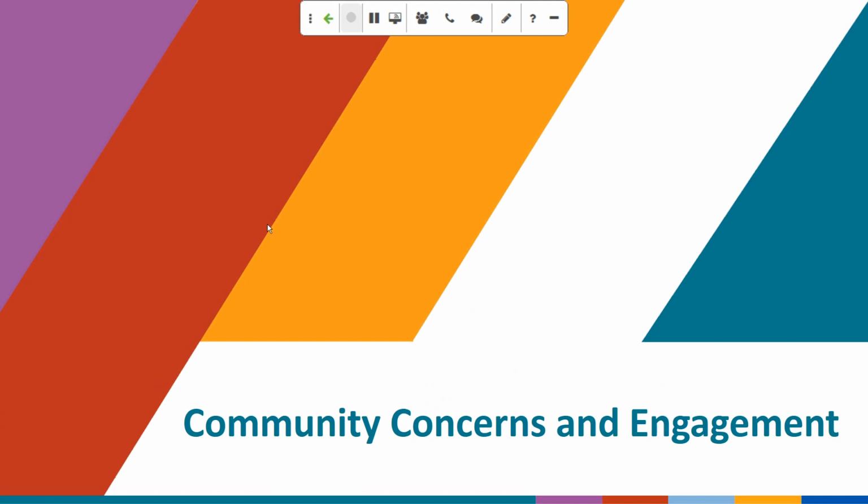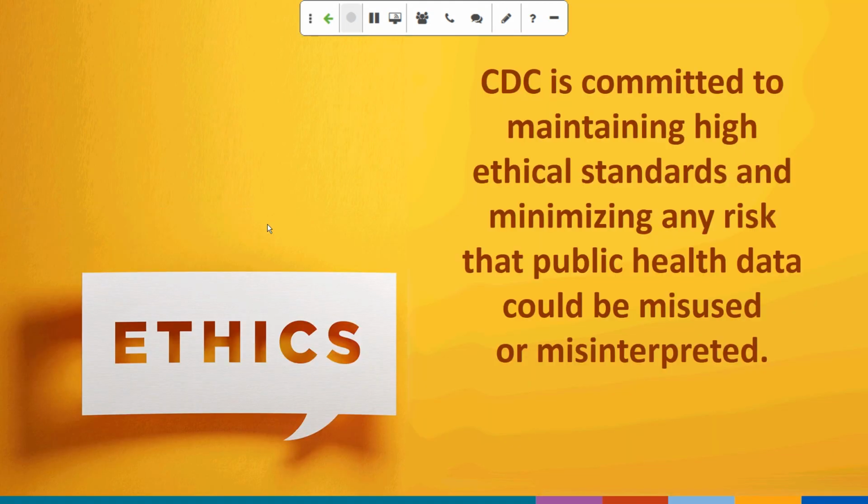So now we'll talk a little bit about community concerns that have been raised and community engagement. I want to start by saying that CDC is committed to maintaining high ethical standards and minimizing any risk that public health data could be misused or misinterpreted.